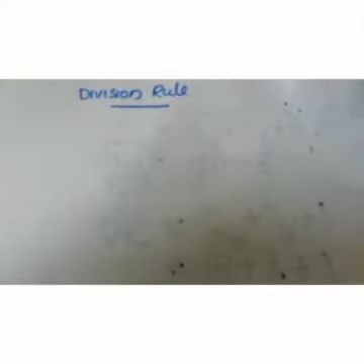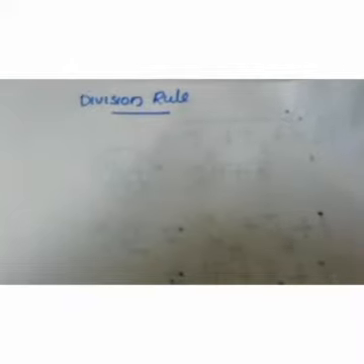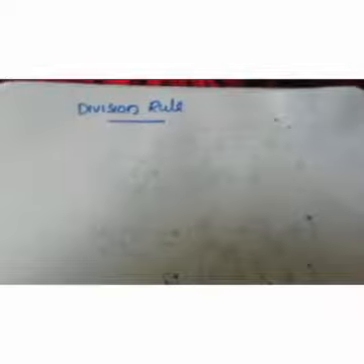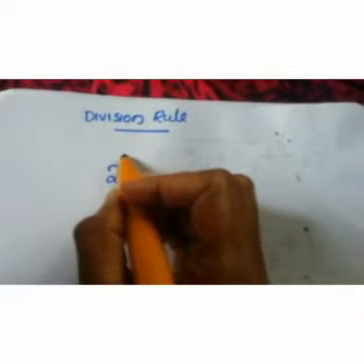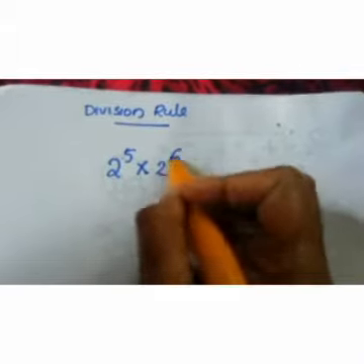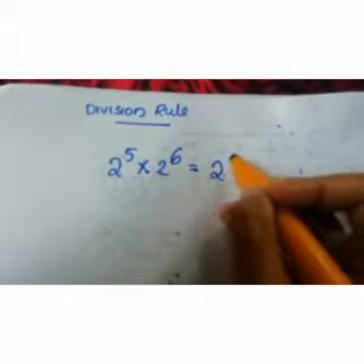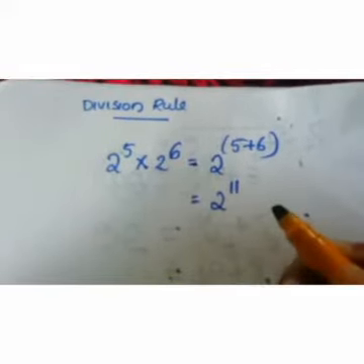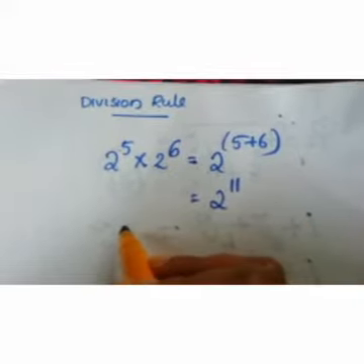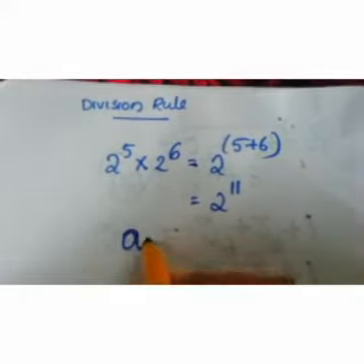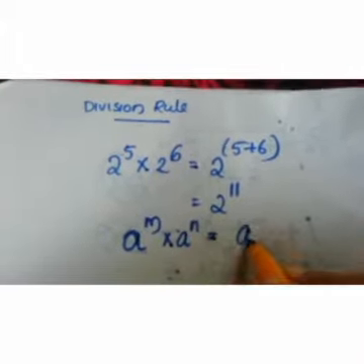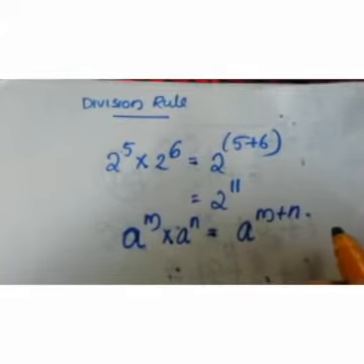Next we are discussing the division rule. We have found a trick for finding the product of two powers of the same number. That is, 2 raised to 5 multiplied by 2 raised to 6, the answer should be 2 raised to 5 plus 6, which is equal to 2 raised to 11. In algebra, we expressed it as: a raised to m multiplied by a raised to n, then the result should be a raised to m plus n.